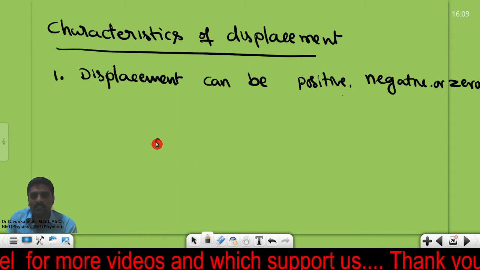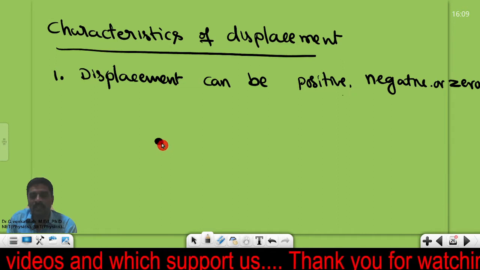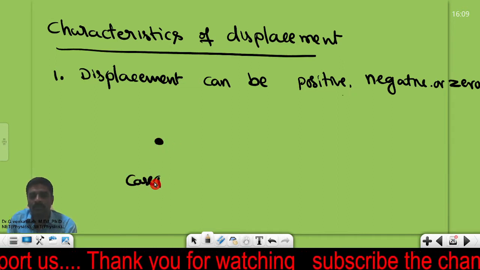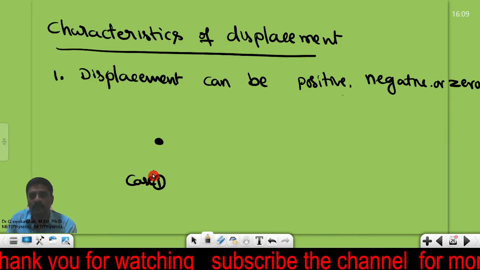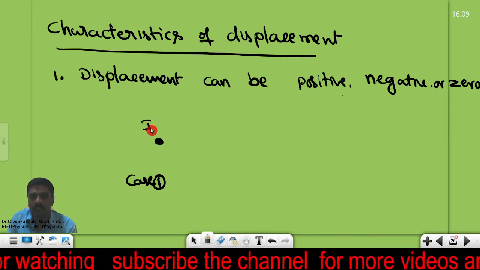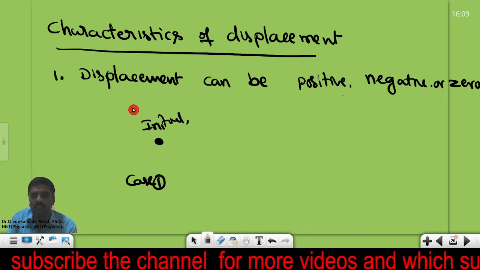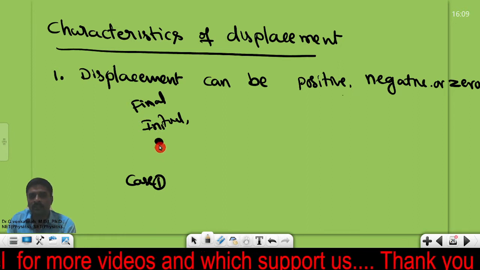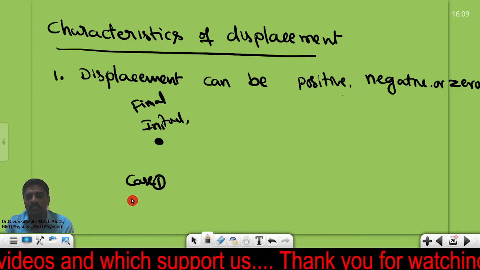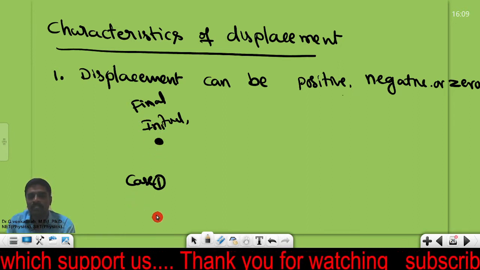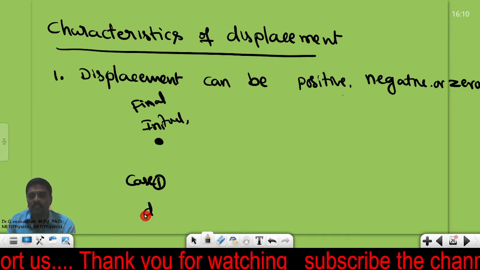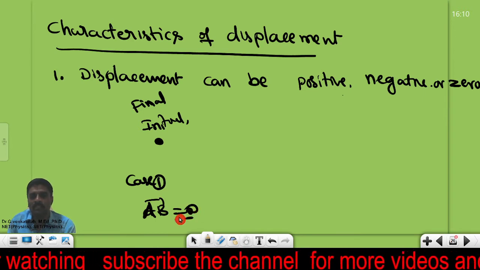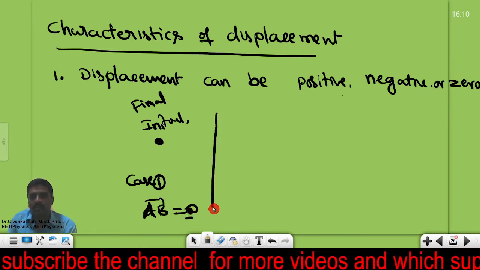So along the coordinate system we are here. Let me take case 1: if the object does not move with respect to time, what is the displacement? Its initial position is here itself, its final position is here itself, not varying. Then what is the shortest path between the initial and final? There is no change. Then displacement, let me take AB bar, is equal to 0 because there is no change.